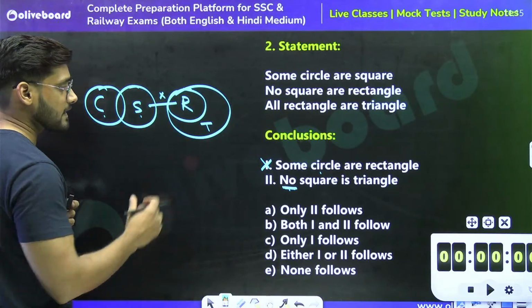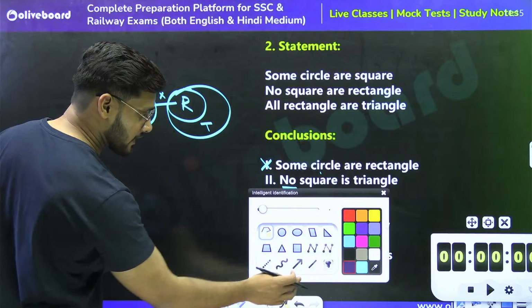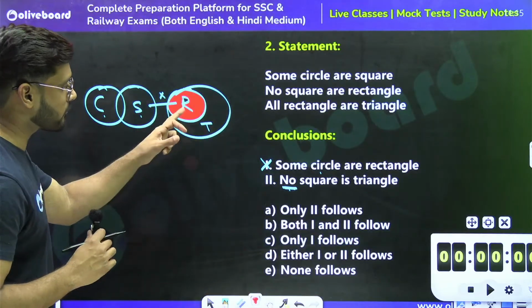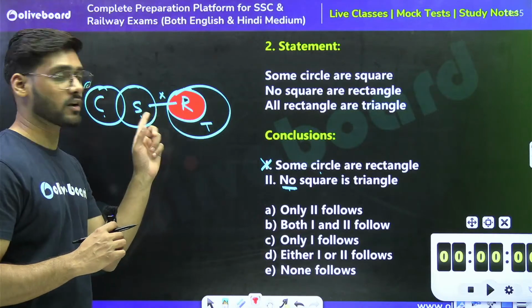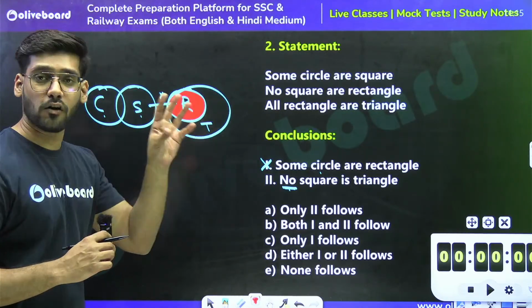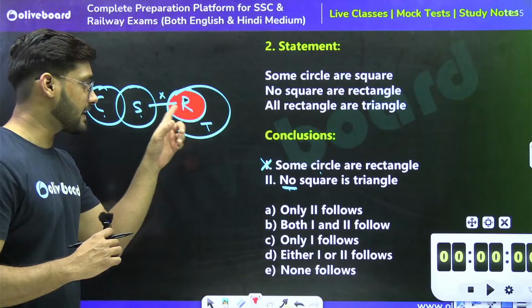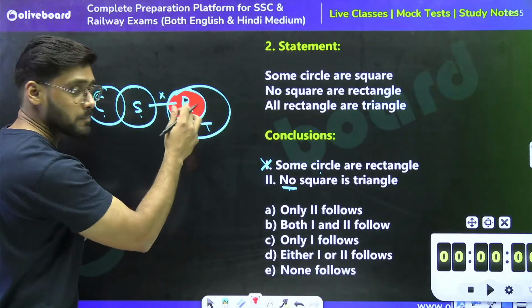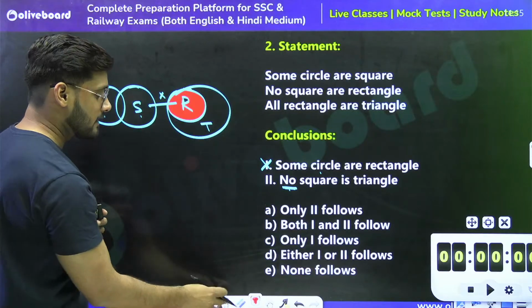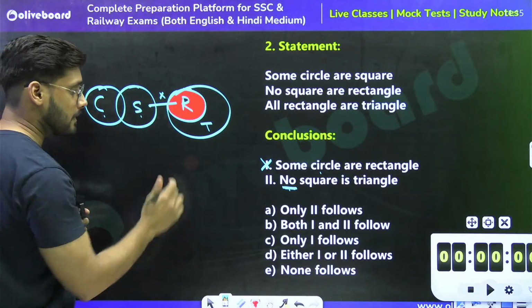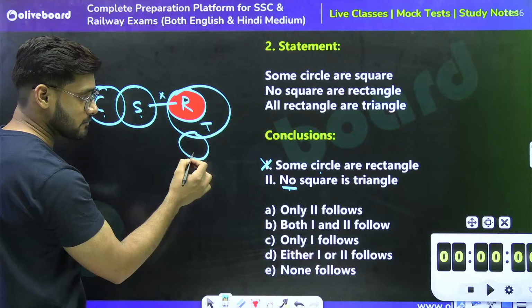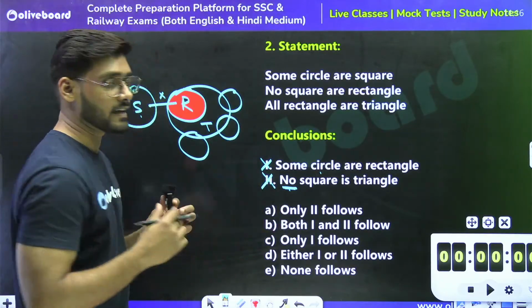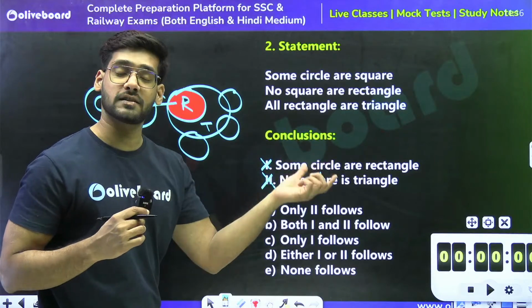But I can say that only the colored portion which I am coloring right now, this part of triangle, does not hold any relation with square. Why? Because this part of triangle is also a part of rectangle, and rectangle does not have any relation with square. So only this much part of triangle, colored in red, does not have any relation with the square, but square can make a relation with the remaining triangle. So this is wrong to say that no square is triangle.